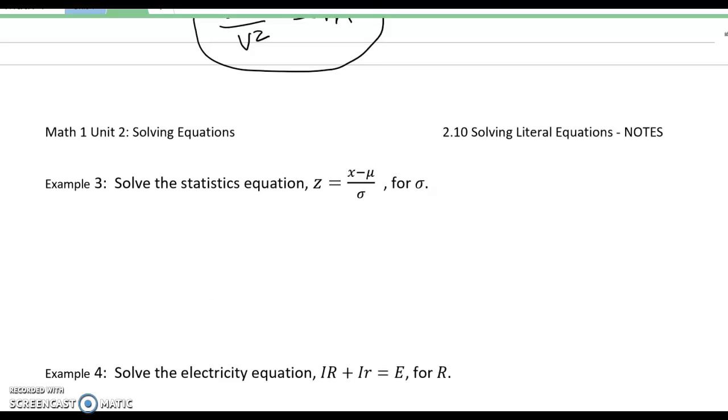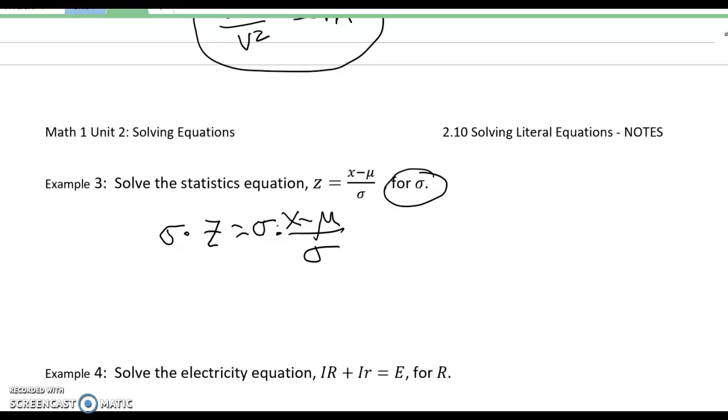All right, example number 3, we're given this statistics equation, and we're being asked to solve for this Greek symbol sigma. So we need to get that by itself. Now again, we see that we have a fraction, so we want to clear out the fraction. To clear out the fraction, we're always going to multiply by what we have in the denominator. In the denominator, we do have that sigma symbol. So to clear it out, we're going to multiply both sides by sigma. I'm going to multiply the left side by sigma and the right side by sigma.